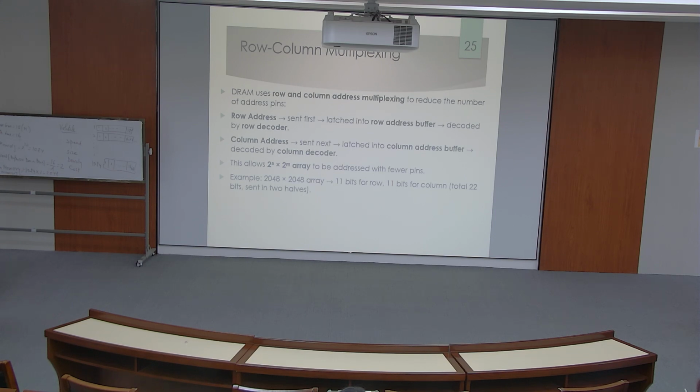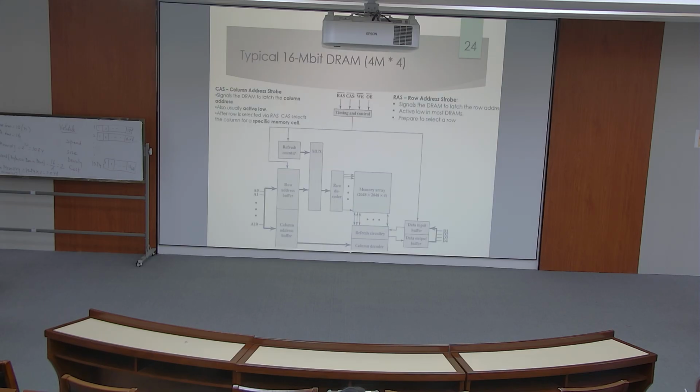So this allows a 2 to the power of n times 2 to the power of m array to be addressed with fewer pins. This will minimize the complexity of our multiplexer in our 16-megabit DRAM that we have here on the screen.